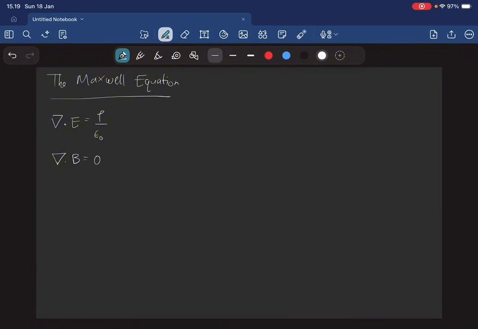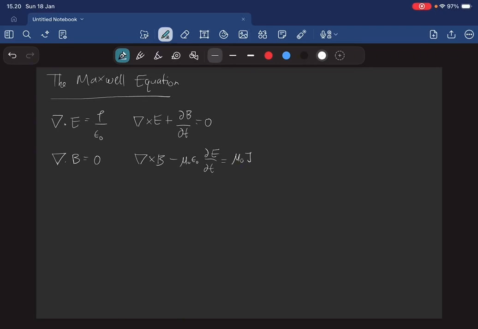Div E equals rho divided by epsilon 0, div B equals 0, curl E plus dB/dt equals 0, and curl B minus mu naught epsilon naught dE/dt equals mu naught J.